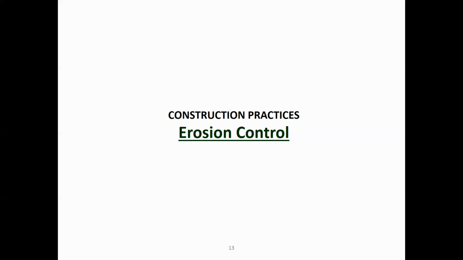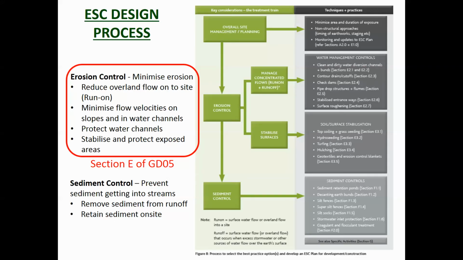In this video we're going to look at erosion control. The first step of the erosion and sediment control process is to minimize erosion. As I mentioned, the minute you take topsoil or vegetation off land, the rain has a direct route to it and it's going to cause erosion. You can get raindrops hitting the soil, dislodging particles.